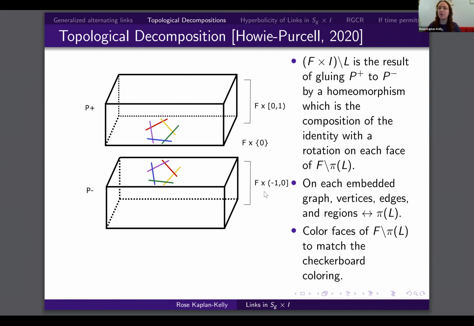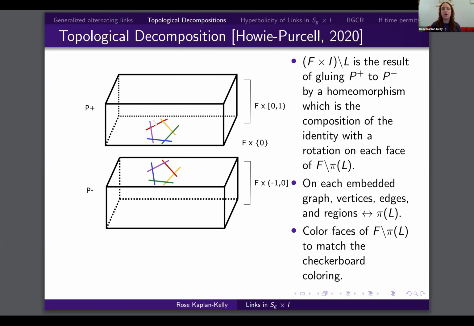And for our links and thickened surfaces, what this means is that we can decompose our complement into two generalized polyhedra, which I'm calling P plus and P minus, with cellular graphs on their boundaries corresponding to F cross 0, where those cellular graphs correspond to the diagram of the link. So in our picture here, where I'm just showing part of those cellular graphs, those correspond to the link diagram that we had on this surface F.